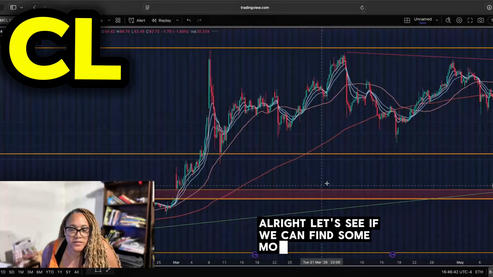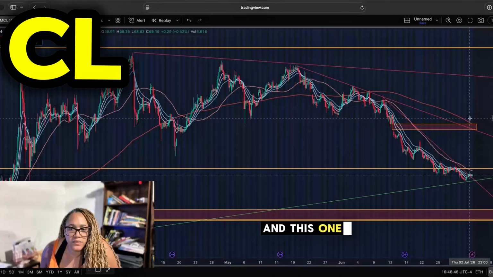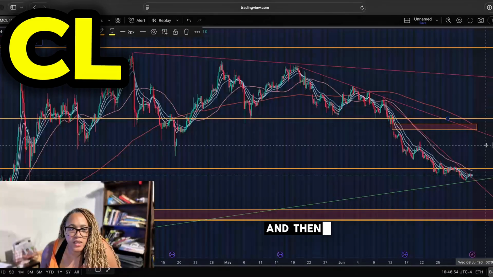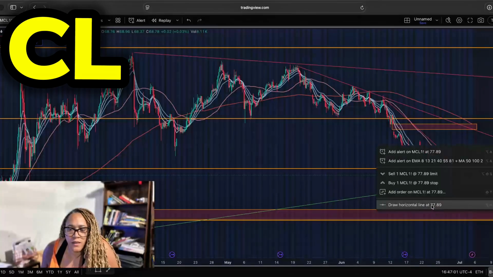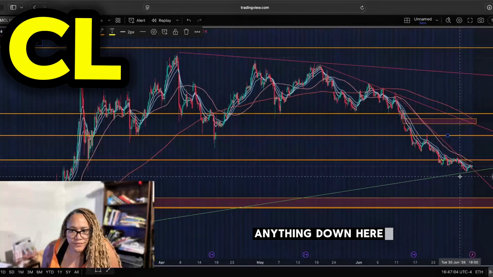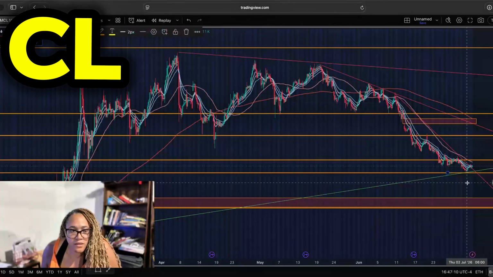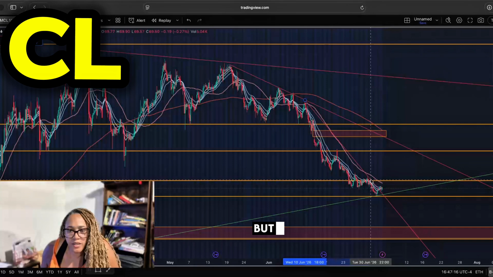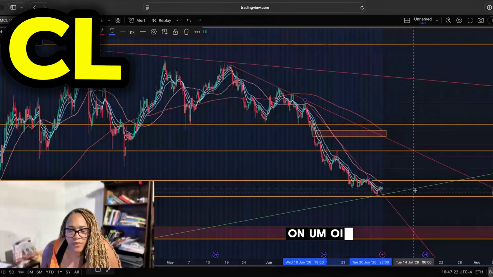All right, let's see if we can find some more support and resistance. This one isn't too bad. And then we can go right. I think this is good right here. Anything down here? Ooh, that makes sense. All right, cool. So I'm not crazy about this trend line, but the price did cross over, but I'm not completely bullish on oil.